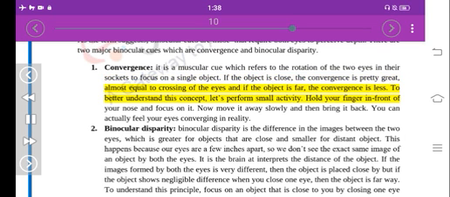To better understand this concept, let's perform a small activity. Hold your finger in front of your nose and focus on it. Now move it away slowly and then bring it back. You can actually feel your eyes converging.